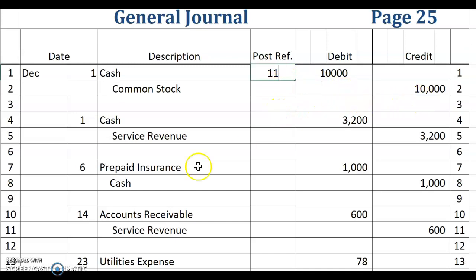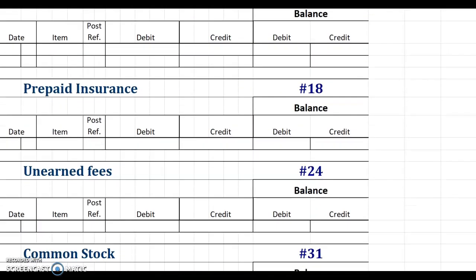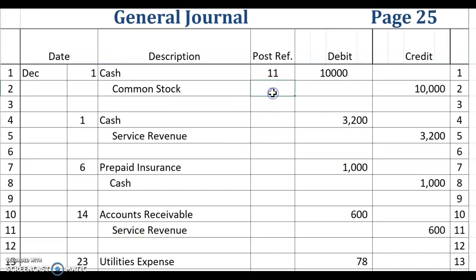Then we need to post a credit to common stock of 10,000. So we go to the general ledger. We scroll past the assets, the liabilities, and we come to the stockholders' equity. We put in the date, December 1st, skip the item column. Post reference is General Journal, page 25. We're posting a credit of 10,000, and since there was nothing in the common stock account, it's got a credit balance of 10,000. It's account number 31. So we put 31 in the post reference. So that's been done.